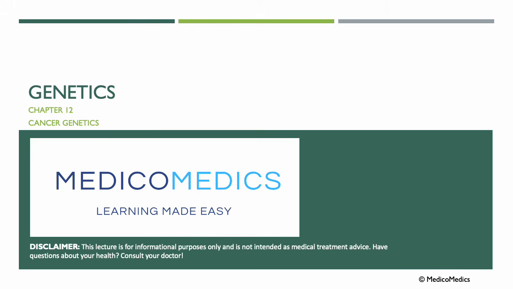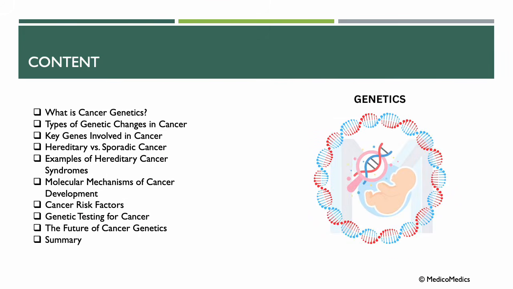Welcome to another lecture by MedicoMedics, Genetics Chapter 12, Cancer Genetics. In this lecture, we will talk about cancer genetics. What is it? We will talk about different types, key genes involved, differentiate between hereditary and sporadic cancer, mention some examples, talk about some risk factors, talk about the future of cancer genetics, and end with a summary.